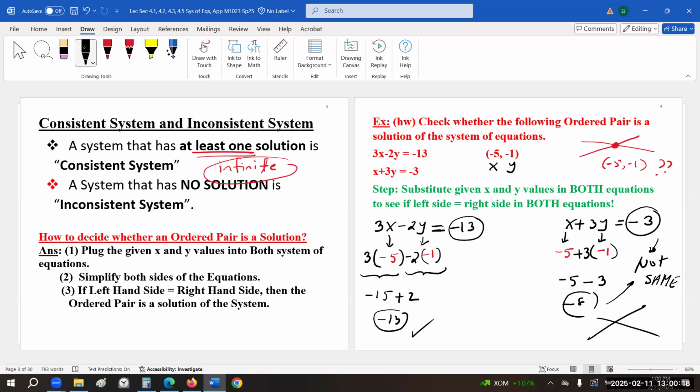So what do you think? Is -5, -1 a solution for this system of equations? No. -5, -1 is not a solution for this pair. And that's how we actually verify whether our solution is correct or not. Once you solve a system of equations, if you substitute that back into both equations and they satisfy both equations, only then your answer is correct. Otherwise, you did something wrong or the answer is just not correct.